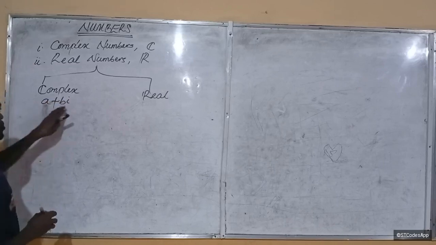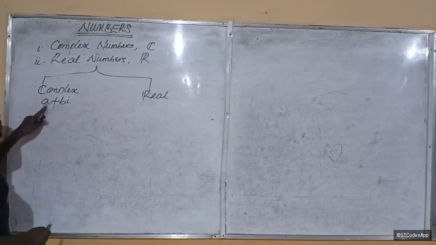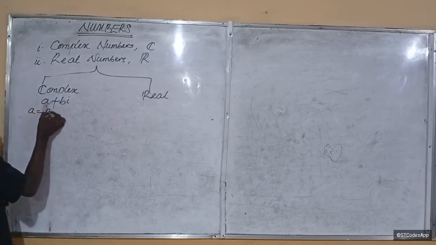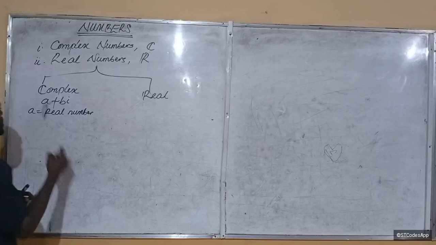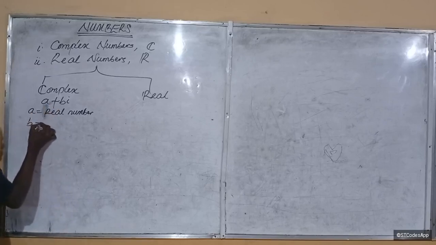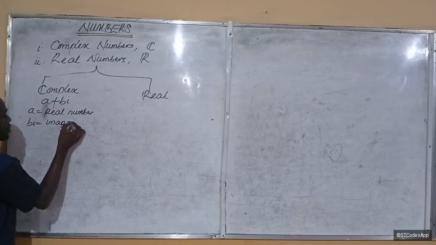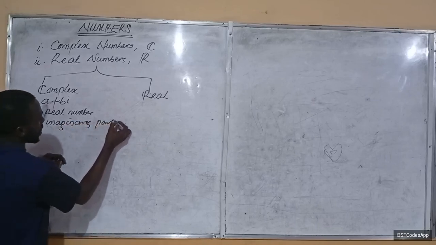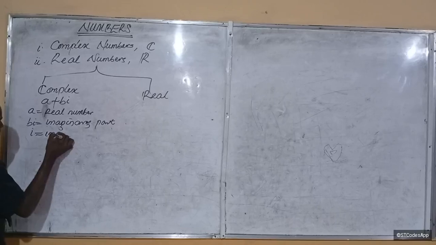The complex number is one that has the form a plus bi. Now let me tell you the origin of this i. It's also a number. In a plus bi, this a is the real number part. Then this b is also a real number, but b together with the i is called the imaginary part. b is a real number, and i is the imaginary number itself.